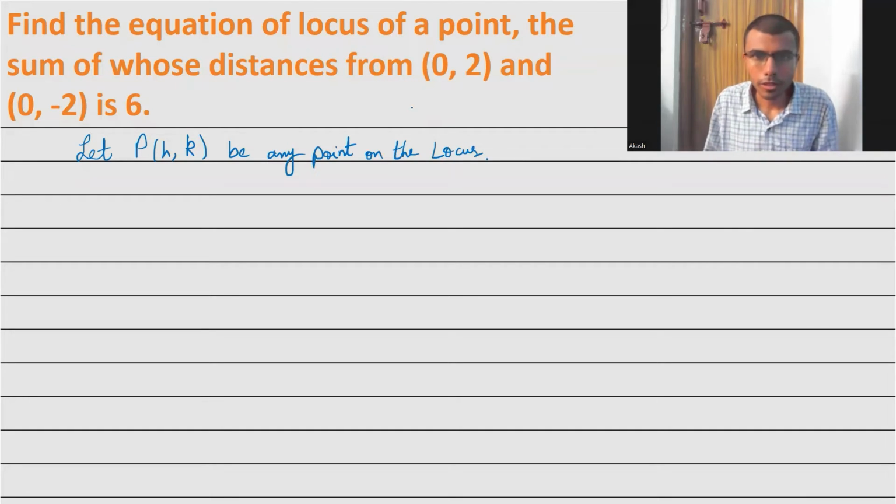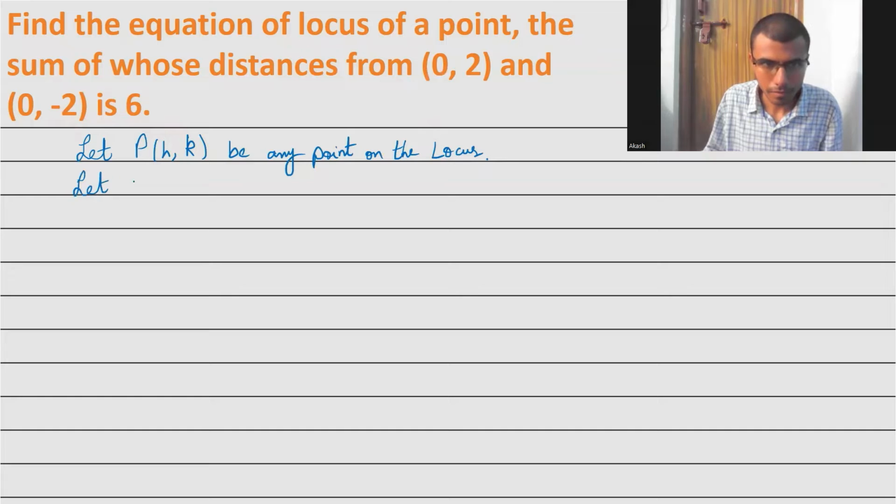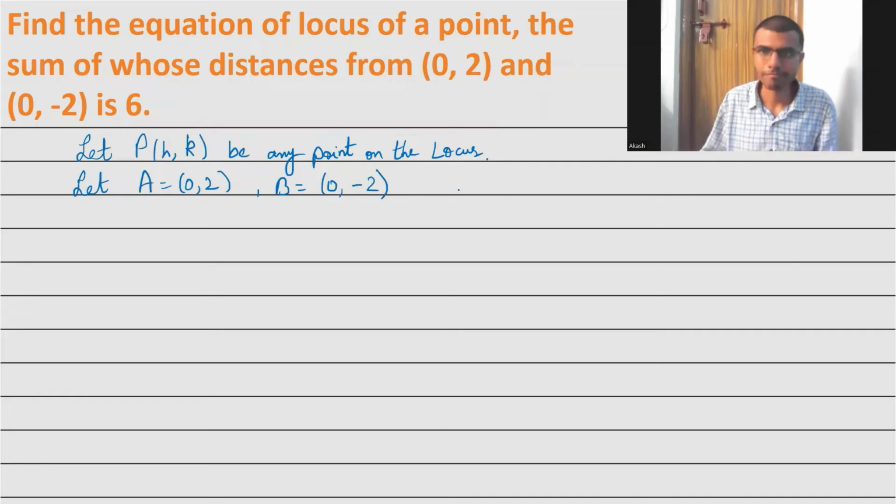Okay, now I'm going to denote this first point as A and second point as B. Let A be equal to (0, 2) and B be equal to (0, minus 2). Okay, now it's given that the sum of distances is 6. So my equation would be PA plus PB is equal to 6, and I'll have to solve it.